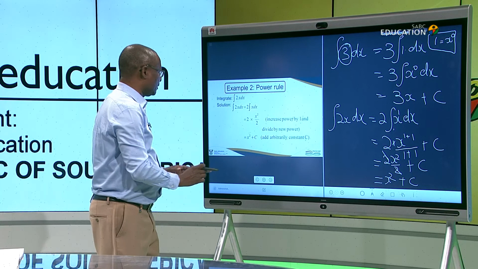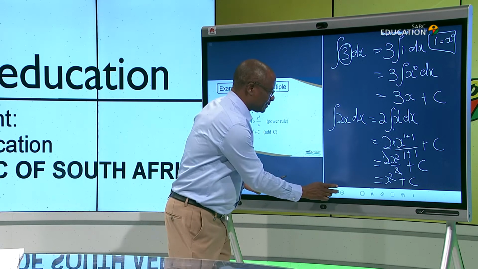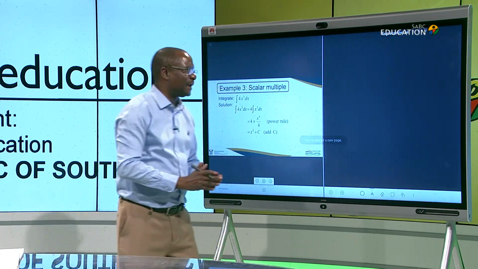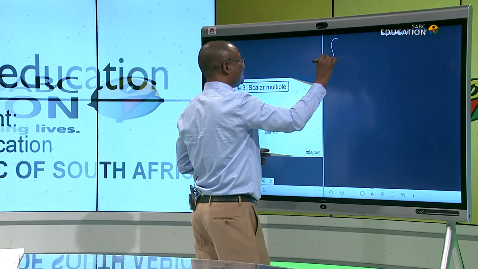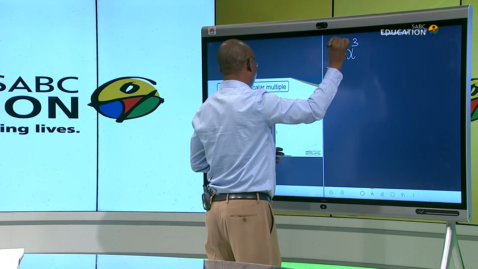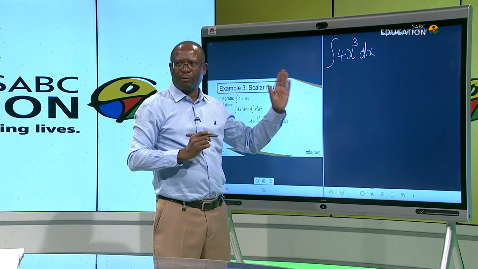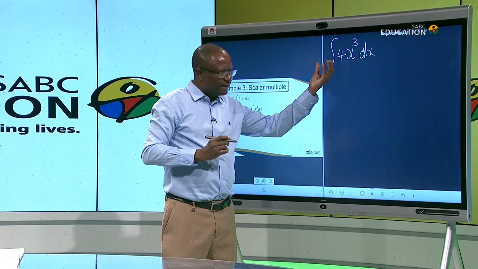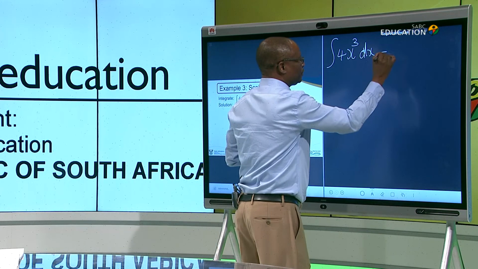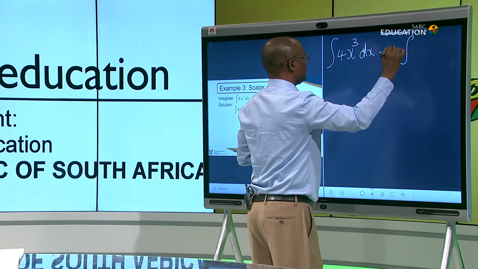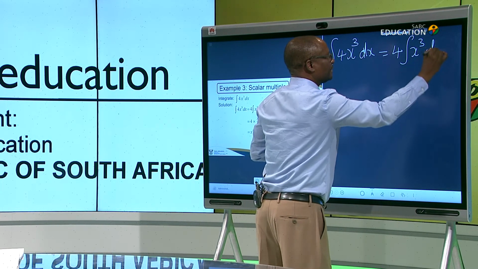Let's look at another example, where this example is covering the scalar multiple. Here you are required to integrate 4x cubed dx. Always where there's a constant, factor out the constant. Then this is going to give you 4 times the integral of x cubed dx.